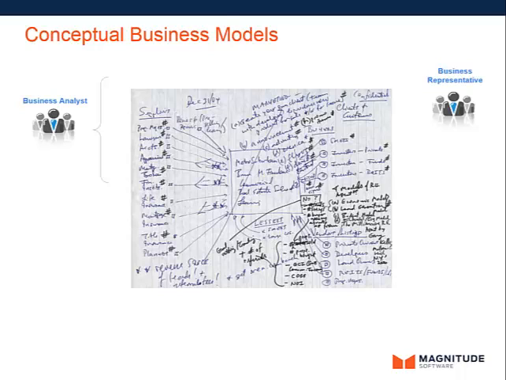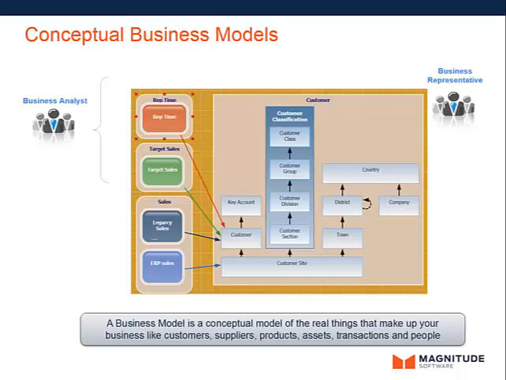And it would be much better if we could have a model that was more structured, and a model something like this may be better, because you could keep that. So this is an example of a business model, a Kaleido business model, and it defines the real things that make up your business, like customers, suppliers, products, assets, transactions, and people. So, okay, that's a conceptual model.